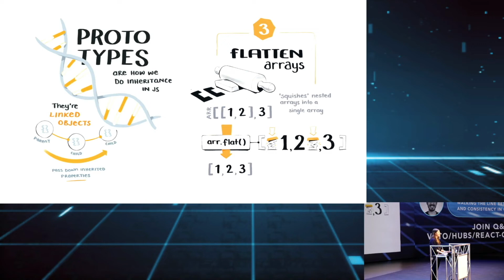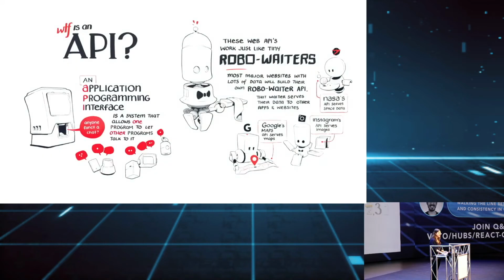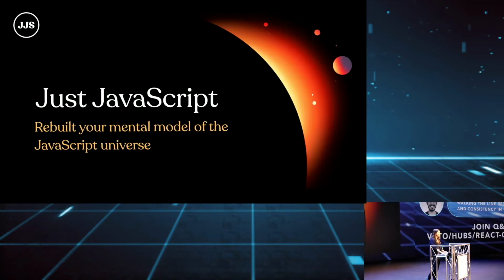sentence works, or what happens when you flatten an array. Here's another one on APIs and how they work, all told through the story of small robotic waiters who bring you the data you want. I also worked on a project called Just JavaScript, which I co-created with Dan Abramov.